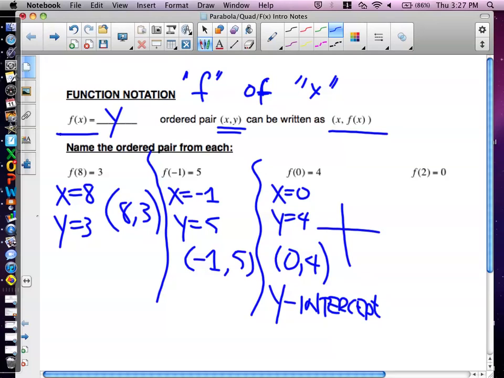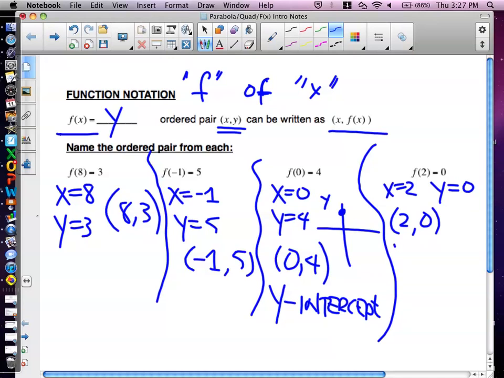Plotting this, x is 0, y is 4, so you cross the y-axis. And then finally, f of 2 equals 0, x is 2, y is 0, so the ordered pair is 2, 0. This is the x-intercept, and for graphing purposes, it would be the point 2, 0 on the x-axis.